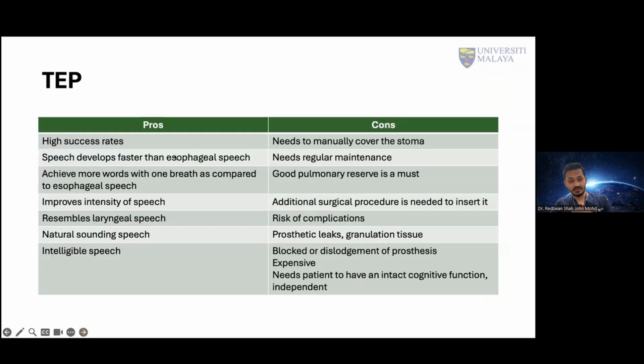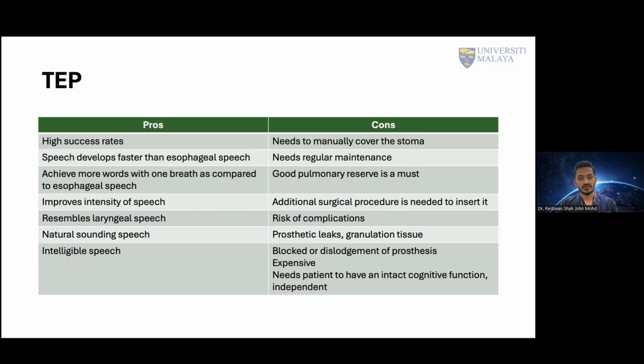So the pros and cons of TEP. The good thing about TEP is that it has a relatively high success rate, and speech develops faster than esophageal speech, because esophageal speech takes time and the success rate is relatively low as compared to a TEP. So patients are able to start voice rehab early on, as soon as this procedure is done. The patient can also achieve more words with one breath as compared to esophageal speech. The intensity of the speech is better, and it resembles laryngeal speech. There will be natural sounding and intelligible speech as well.